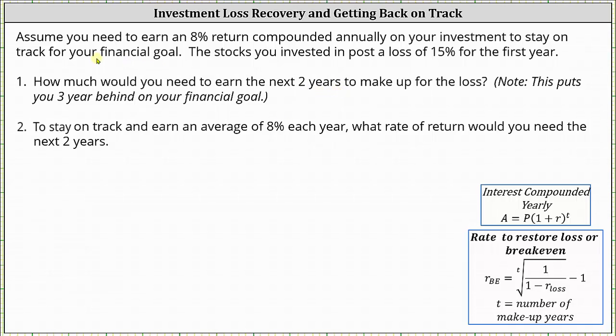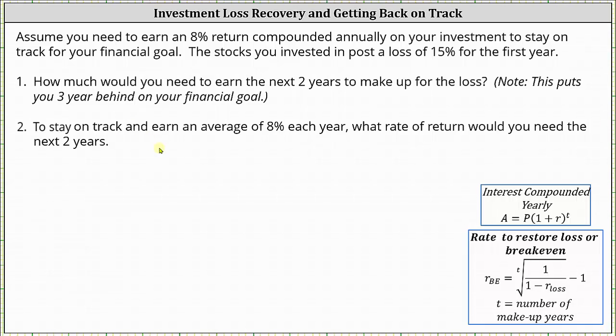To begin, assume you need to earn an 8% return compounded annually on your investment to stay on track for your financial goal. The stocks you invested in post a loss of 15% for the first year. Number one, how much would you need to earn the next 2 years to make up for the loss? And number two, to stay on track and earn an average of 8% each year, what rate of return would you need the next 2 years?